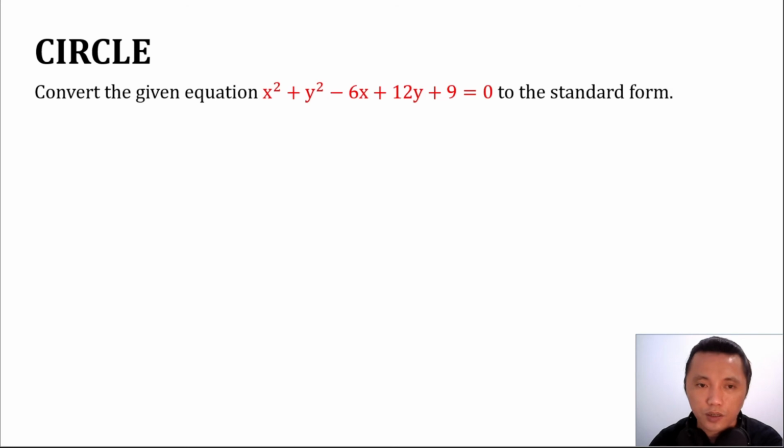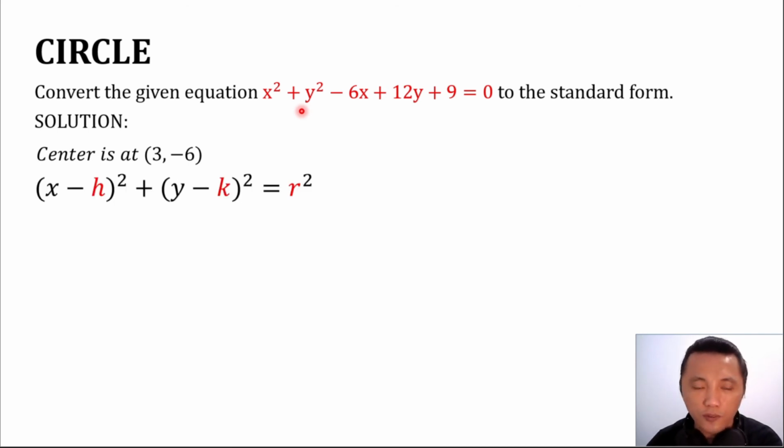Now for a given circle, convert the given equation, x squared plus y squared minus 6x plus 12y plus 9 equals 0, to the standard form. So this was the problem we solved earlier when we solved for the center of the circle, right? So we have now the center at (3, −6). So the standard form is given by this equation. So we have the value of h, the value of k, but we don't have the value of r. So what is now the value of r?